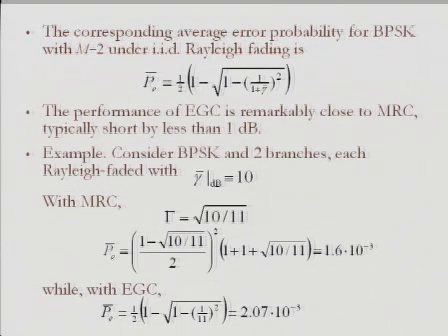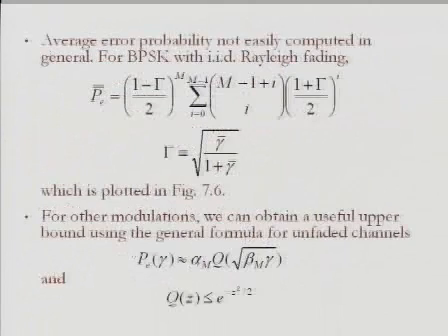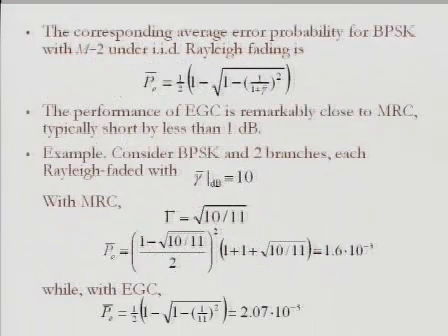In fact, let's quantify that with an example. Say we have BPSK with two antennas. Each one is Rayleigh faded, and each antenna has 10 dB SNR on its own. Now, let's assume we do first MRC. So we go back to the formula for MRC. Remember, we had this formula over here for BPSK. So we compute this gamma, and we plug it in here. So this gamma is the root of 10 divided by 11. And we plug it into the bigger formula, work out the numbers, and what we get is 1.6 times 10 to the minus 3. So just over 1 in 1,000 error probability on average for BPSK.